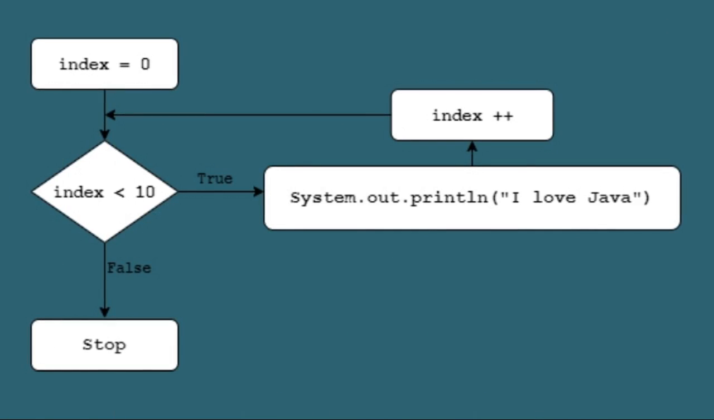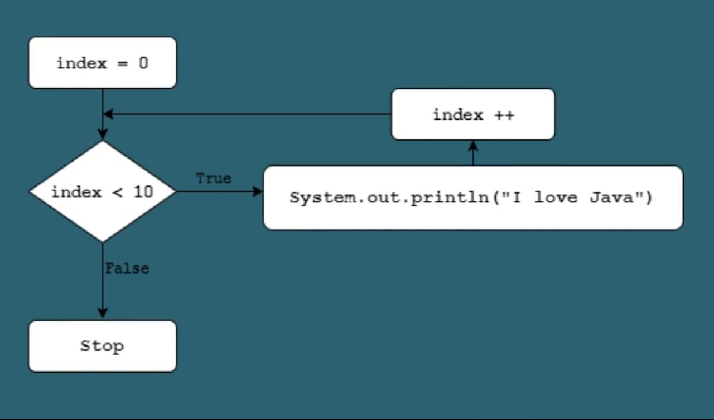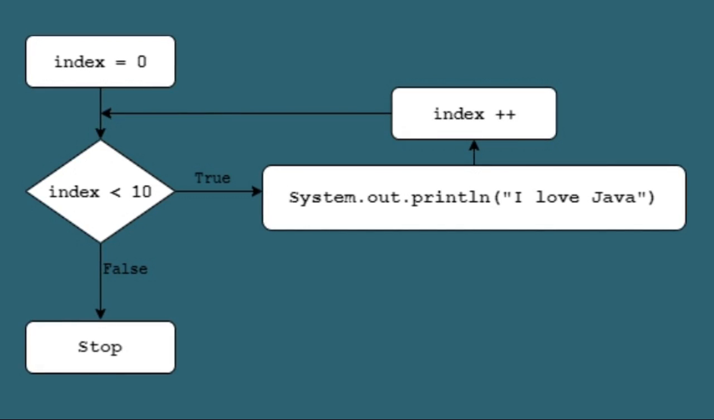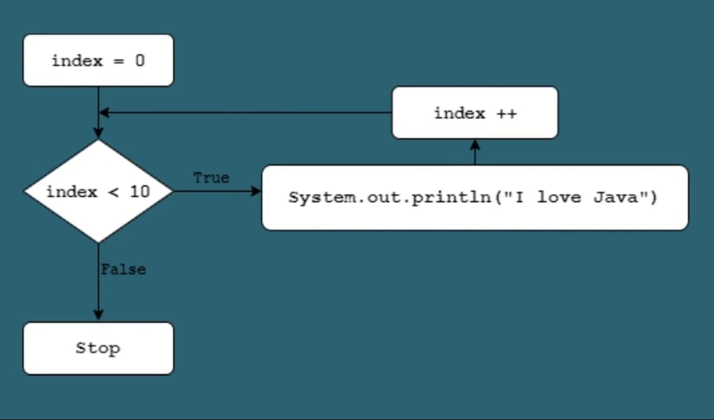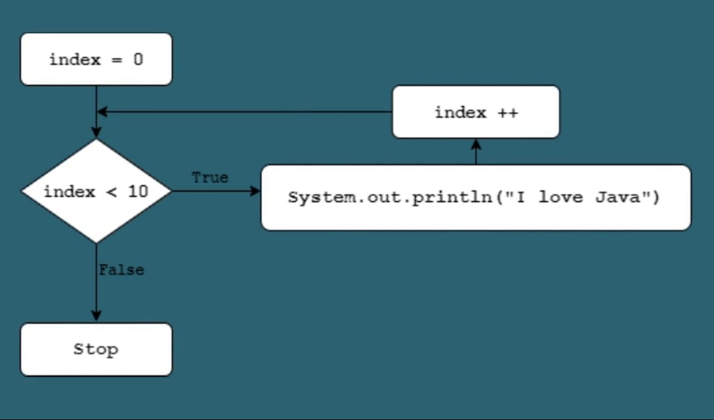Using the flowchart again, we will enter the actual code in. So in the initializer, we set the index at 0. We set the condition as index less than 10. And if that runs as true, it will print out I love Java. Then the updater will be incremented by 1, and this will continue until it has printed out 10 times, and then it will stop.